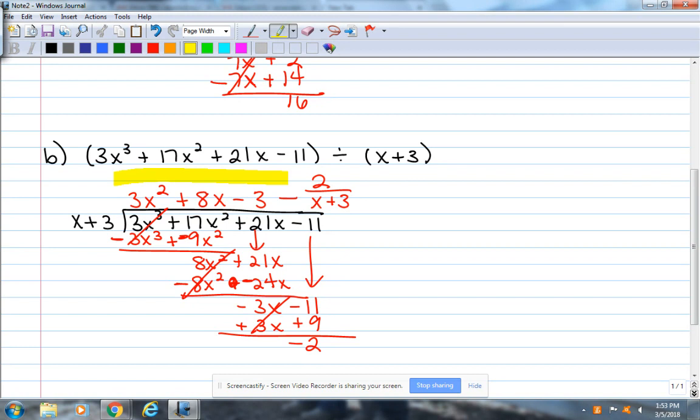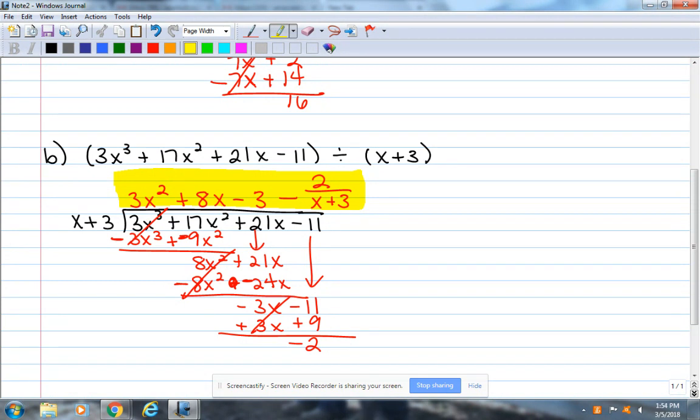There you go. So here's our answer: 3x squared plus 8x minus 3 minus 2 over x plus 3. Why did I put a minus there? Because I have a negative remainder. If it's a plus, you have a positive remainder. So any questions on long division?